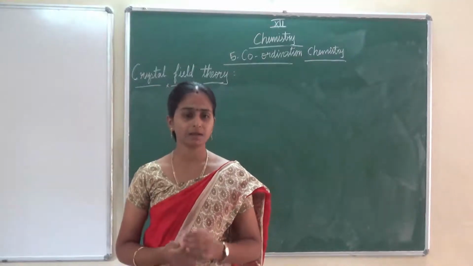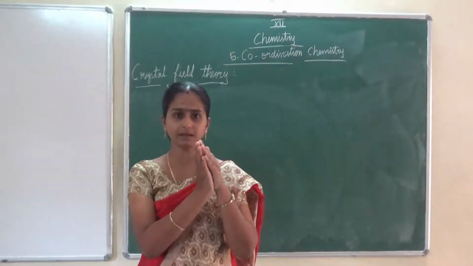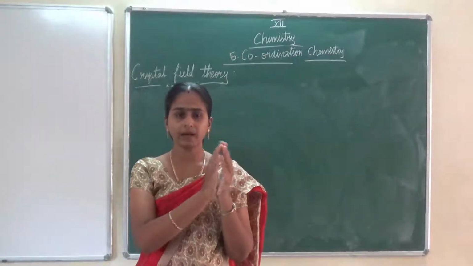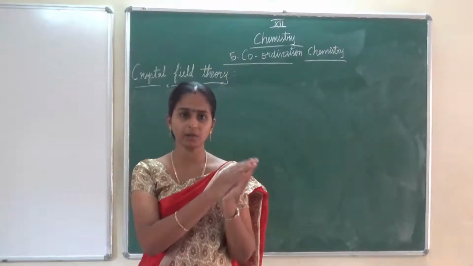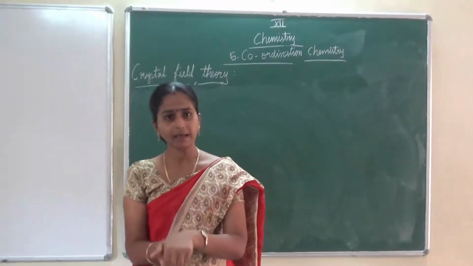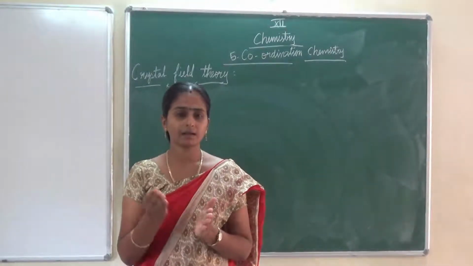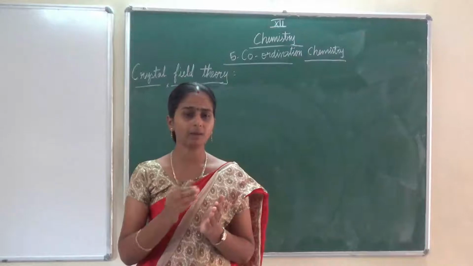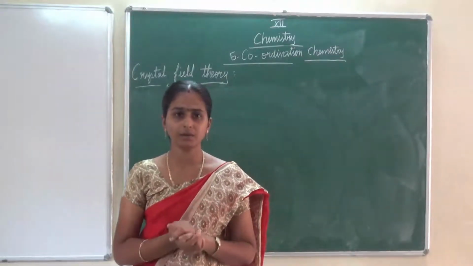So in such a case, two orbitals are in the upfield and three are in the downfield. That is, the Eg orbitals have more energy, and the T2g orbitals have less energy in an octahedral field. In such a case, when the electrons are entering, how will the electrons enter the d orbitals? Now we are going to see that.